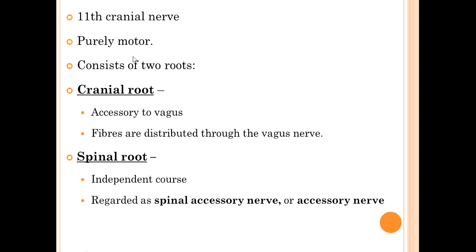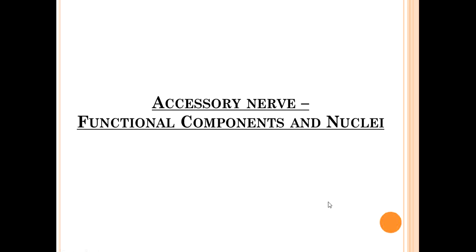It is purely motor. It consists of two roots, cranial root and spinal root. The cranial root is accessory to vagus and fibers are distributed through the vagus nerve, that is 10th cranial nerve. And the spinal root is independent course, which is regarded as spinal accessory nerve or accessory nerve.